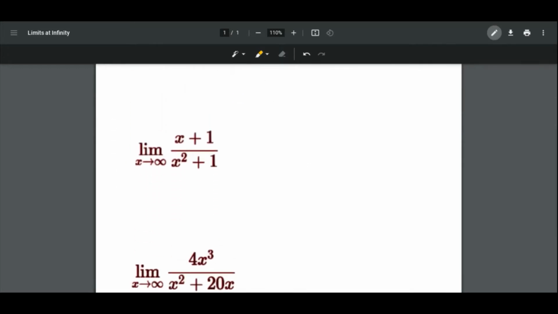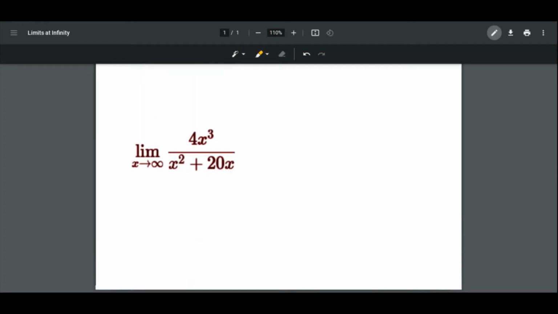In our second case, if the degree of the numerator is less than the degree of the denominator, then the limit is equal to 0. In our example here, the limit as x approaches infinity of (x + 1) over (x^2 + 1). The highest degree in the denominator is 2, and the highest degree of the numerator is 1. So in that case, it's equal to 0.